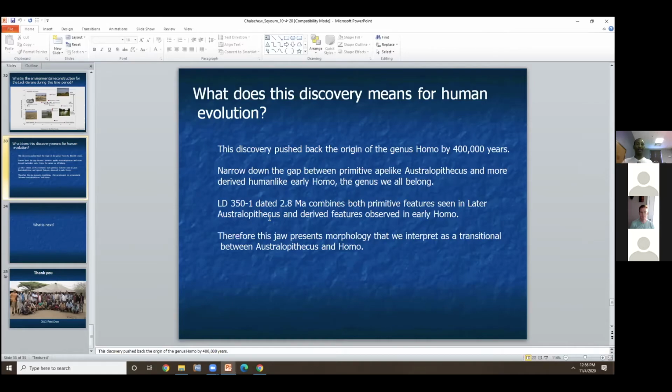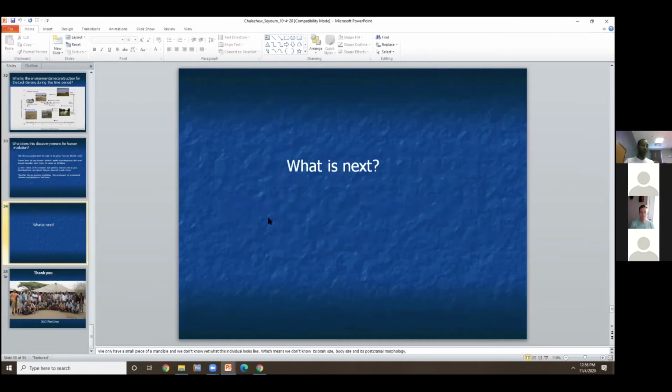It could give us some idea about the transition between these taxa. So therefore, this jaw's morphology gives us the relationship between Homo and Australopithecus. A common question is, so what's next?